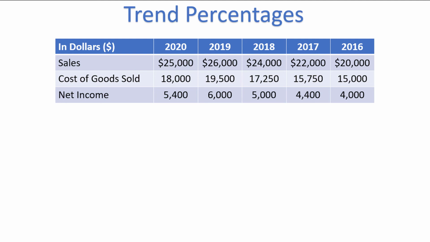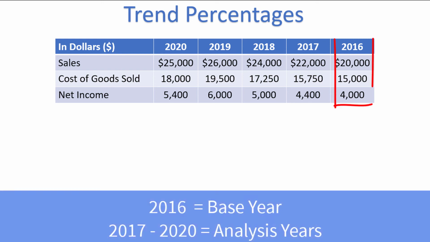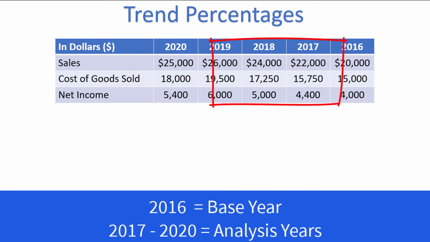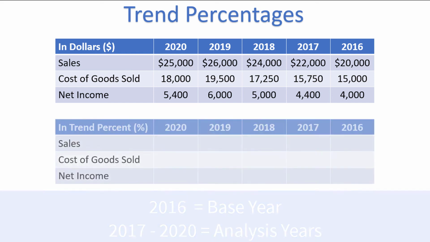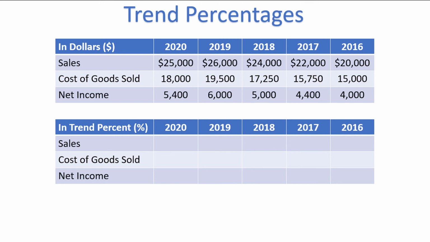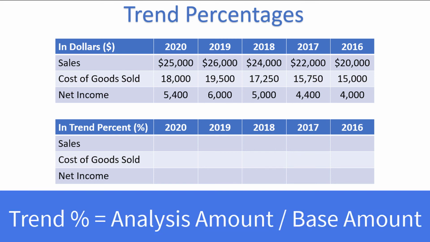Trend percentages help us determine how these important accounts are changing throughout the years. Again, we need to define a base year, which is almost always the earliest year of the analysis, in this case 2016. The analysis years will be 2017 through 2020. When you are analyzing several years as we are here, it can be helpful to create another table with the accounts you'll be analyzing, which we have here. To find the trend percentage, we take the analysis period amount and divide by the base period amount.